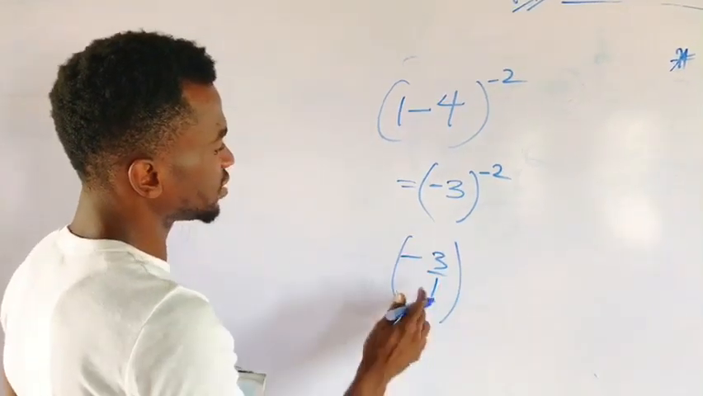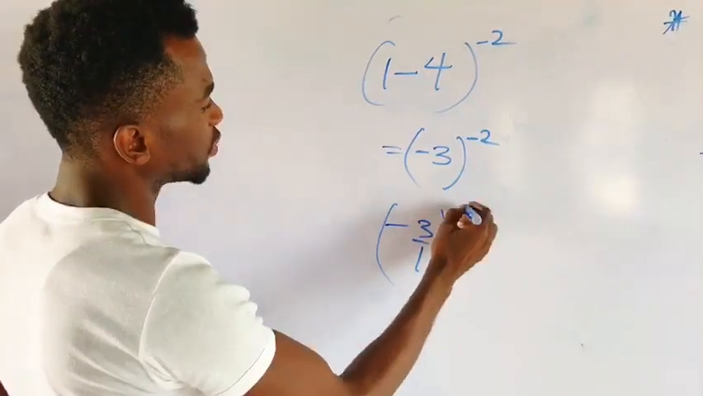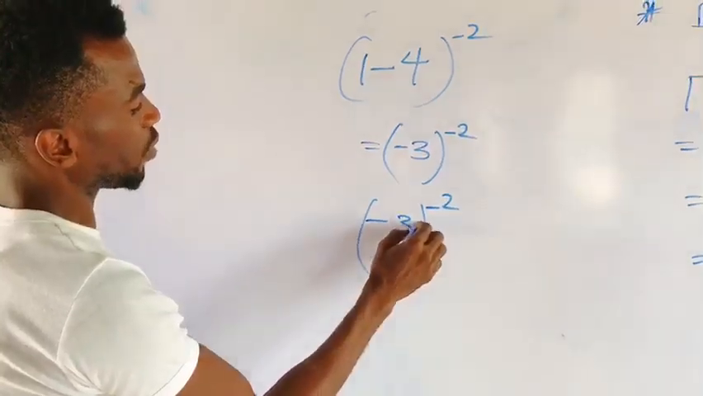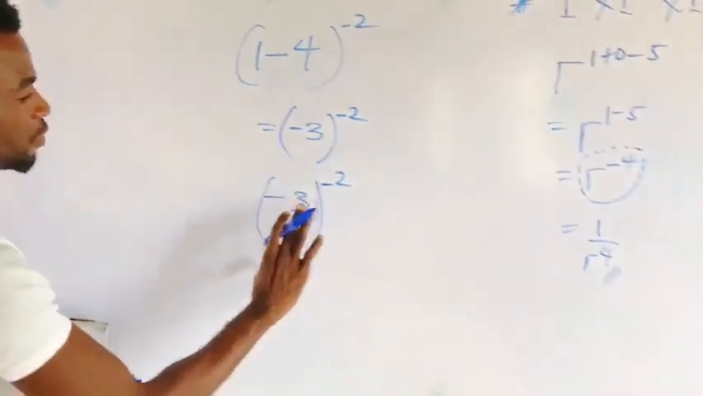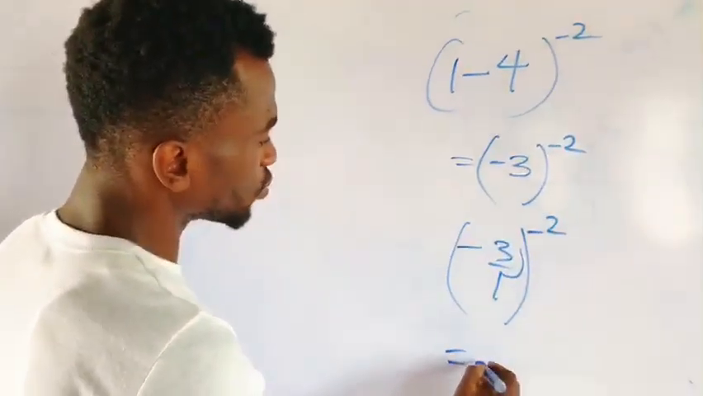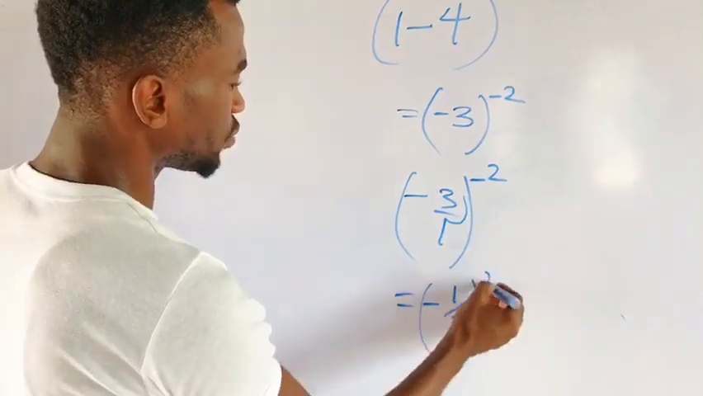We have not changed anything. Minus 3 over 1 is the same thing as minus 3. Now we are having it in fraction form raised to the power of minus 2. Now if we swap, if we carry this 1 up and this 3 down, we have swapped automatically. So that by doing that, the minus is gone. So this is equal to 1 over minus 3 raised to the power of 2.